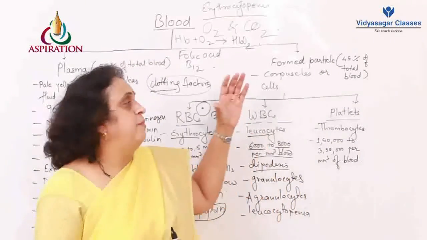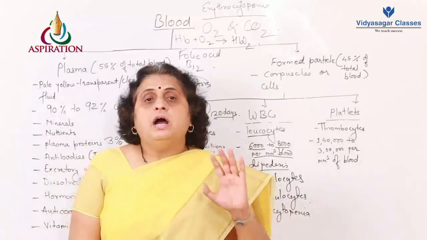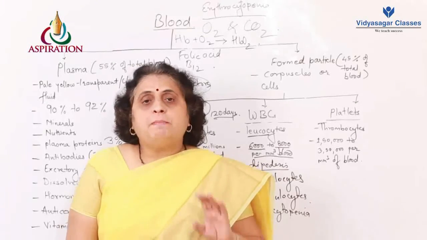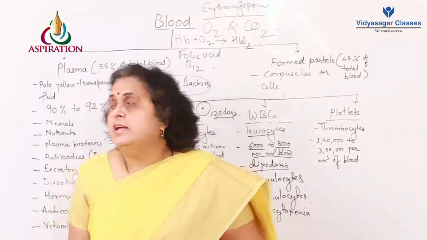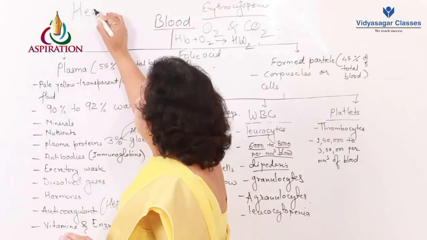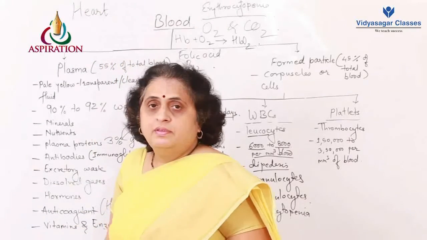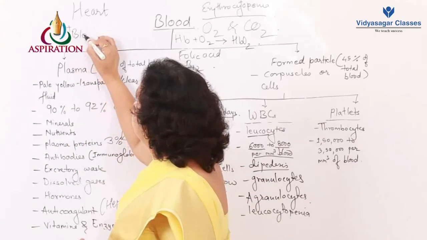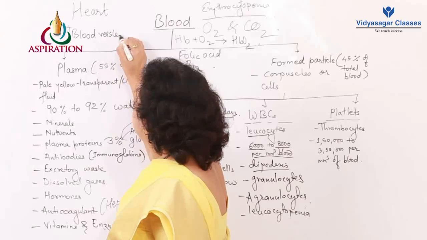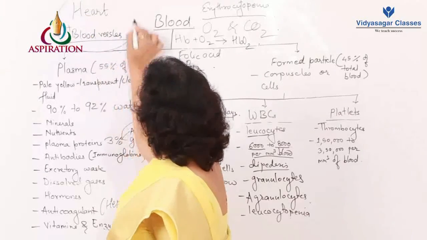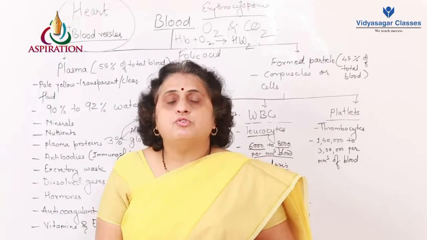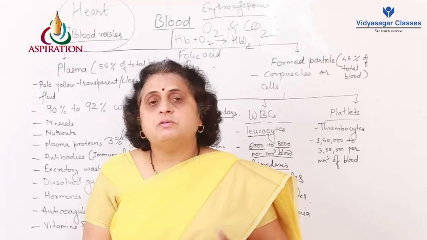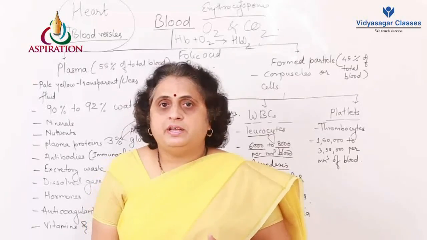For the circulation of this blood in our body, we require a pumping organ and tubes to carry the blood. The pumping organ in our body is known as the heart, and the tubes are called blood vessels. The heart along with the blood vessels contributes to our circulatory system. So that brings us to the part called the circulatory system.